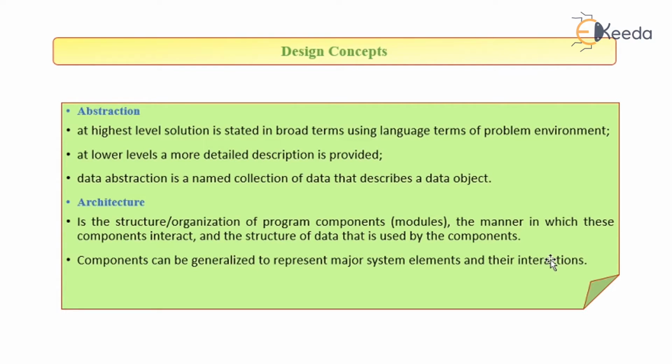Architecture. It is the structure or organization of program components, the manner in which these components would interact, and the structure of data that will be used by the components. That means software will consist of elements as well as interaction between the elements. So the way in which these interactions are designed is called architecture. Components can be generalized using major elements and their interactions.